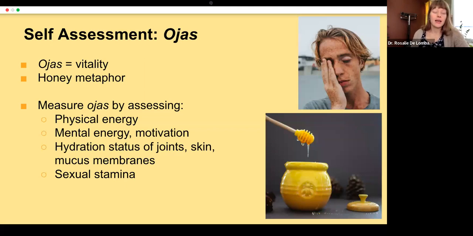And then lastly is one that has to do with sexual stamina. So if you think of this subtle essence, this juicy combination of everything you take in, the most expressive way of seeing that is ultimately during sex, and how much stamina one has can be closely linked with their amount of ojas, their vitality, their availability to create new life ultimately.